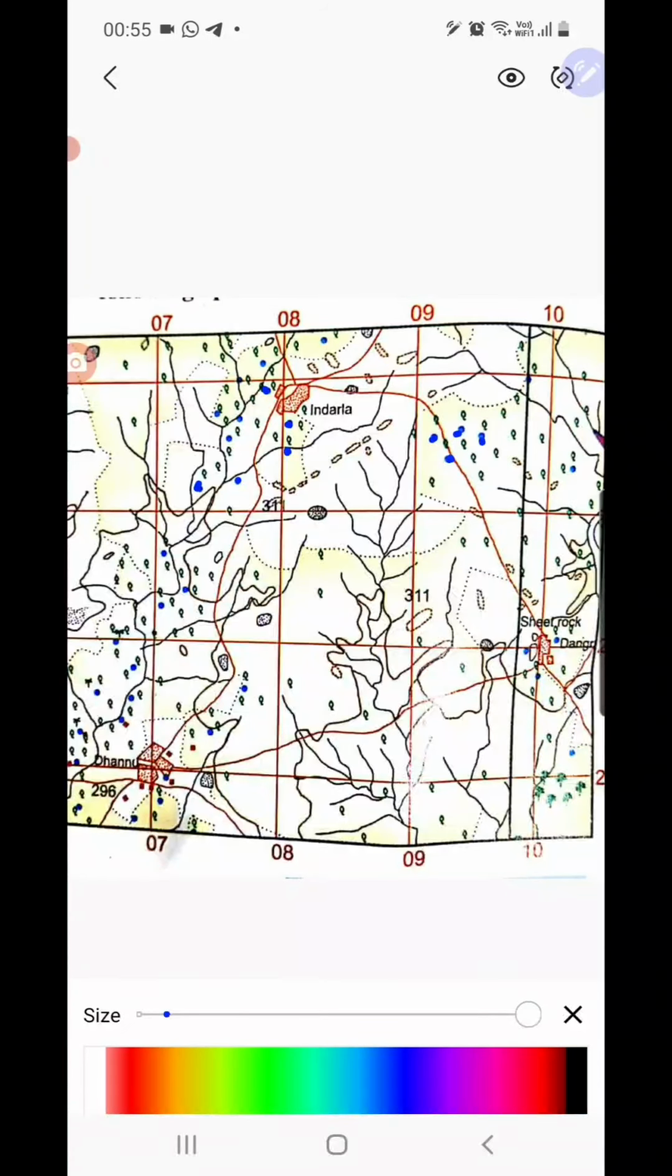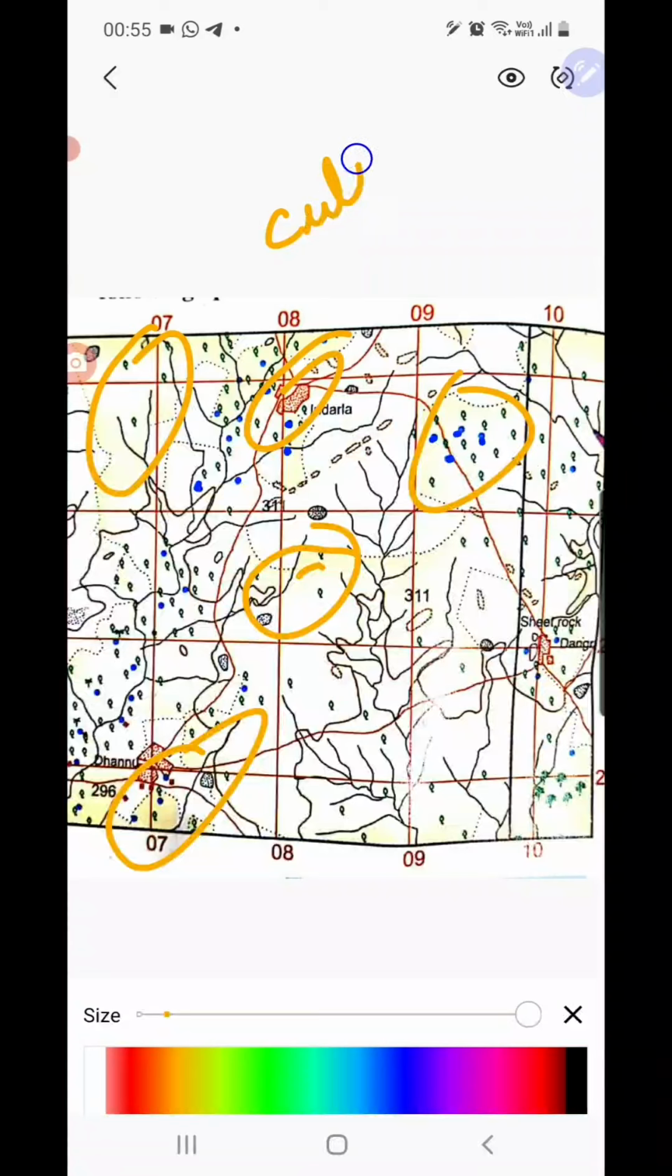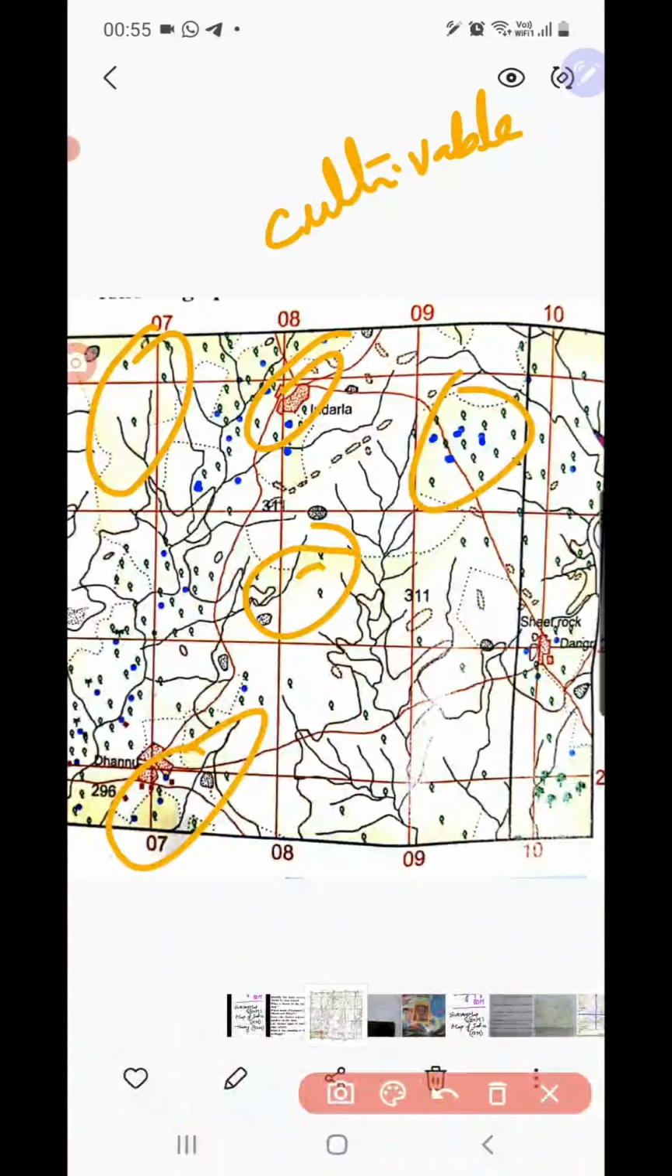Where is the cultivable land? You can see the yellow patches here, in many places. These yellow colors are indicating the presence of cultivable land. So in this cultivable land, mainly the water is being drawn from these perennial wells which are shown in blue color. Clear? Okay.